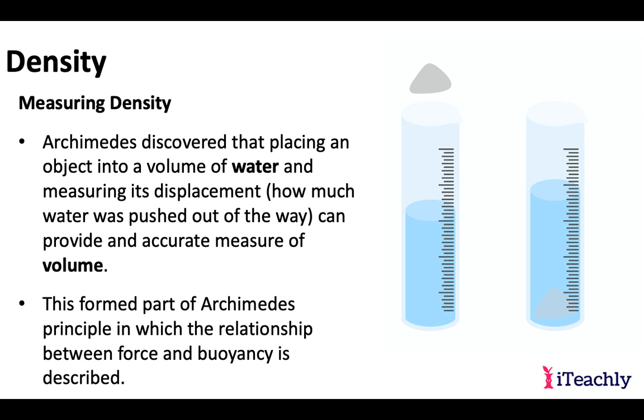In this instance, our water level started at 15 milliliters, and when we put the rock in, it displaced to 20 milliliters, and so the change is 5 milliliters. So that rock has a volume of 5 milliliters. This is part of Archimedes' principle, and he looks at relationships between the force and the buoyancy, and we can look at those displacements to calculate the force and buoyancy of these objects.